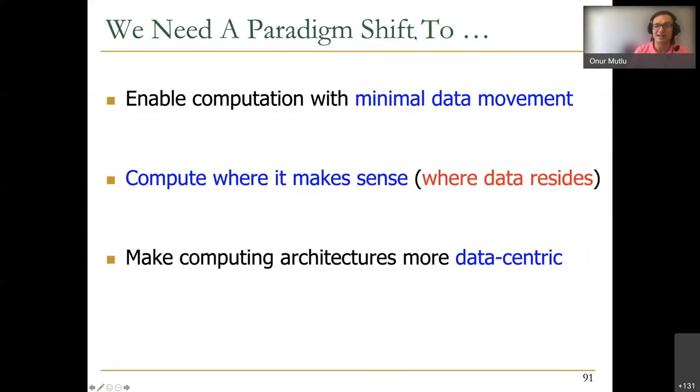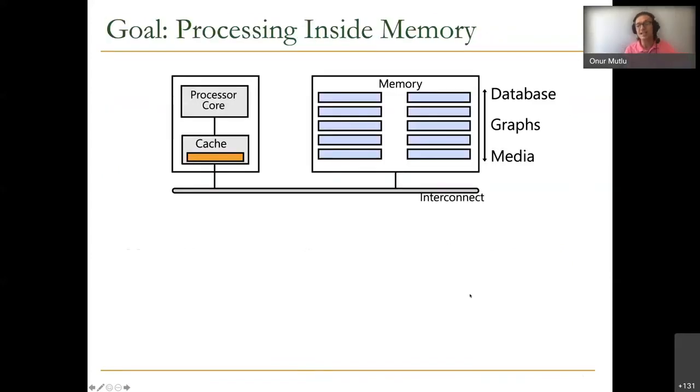We want to design data-centric architectures, and we want a paradigm shift to enable computation with minimal data movement: compute where it makes sense, where data resides, and make computing architectures more data-centric. So what does that mean? Essentially, we want to enable processing wherever data resides, wherever data is produced, as opposed to having to process the data in the processor and the accelerators. Memory is a special example of this. I'm going to talk a little bit more about memory in this case, but our principles apply to storage. Our principles apply to wherever data is generated. Sensors, for example, in an IoT system, you may want to do processing inside the sensor, processing inside the camera, processing inside the screen, for example, as well.